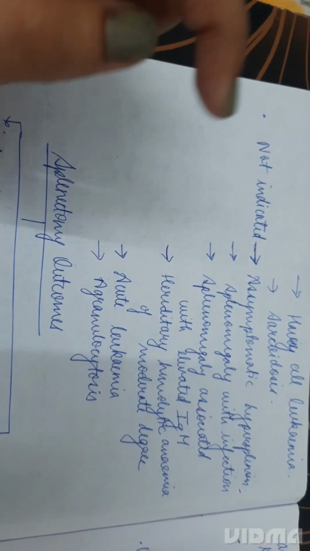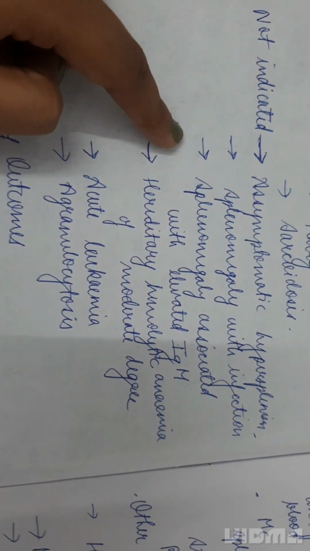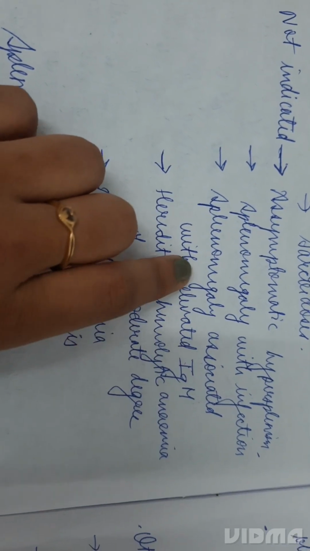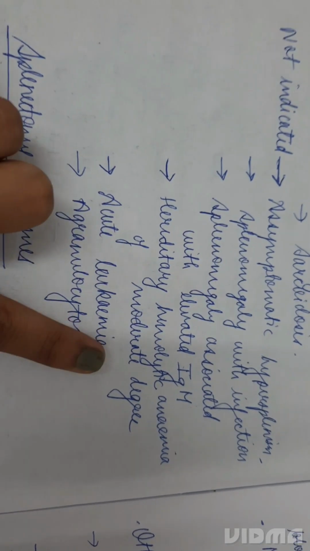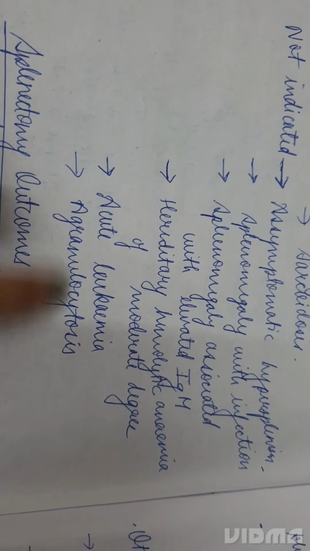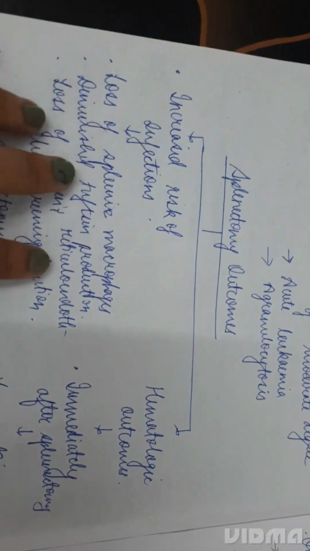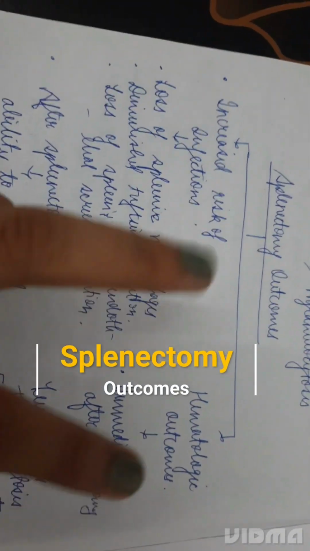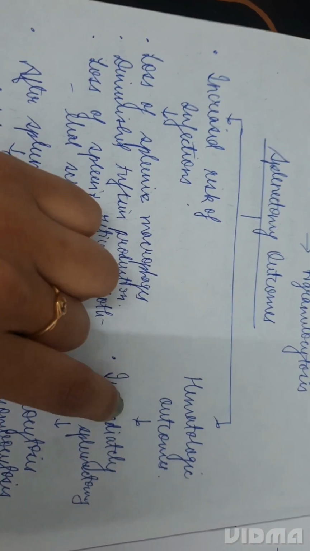And in which diseases is it not indicated? It is not indicated in asymptomatic hypersplenism, splenomegaly with infection, splenomegaly associated with elevated IgM, hereditary hemolytic anemia of moderate degree, acute leukemia, and agranulocytosis. In these cases, splenectomy is not indicated. So what are the splenectomy outcomes? There is increased risk of infections and hematological outcomes. We are going to study two things, related to infections and related to hematology.